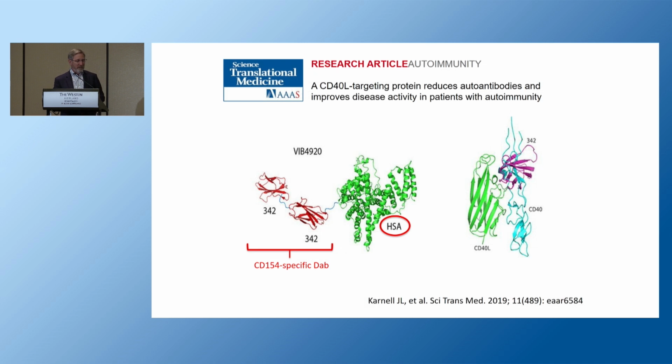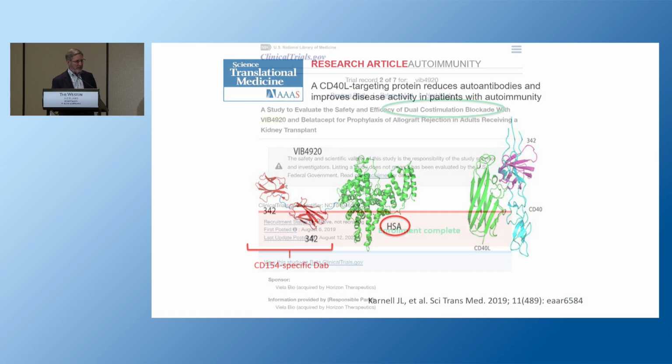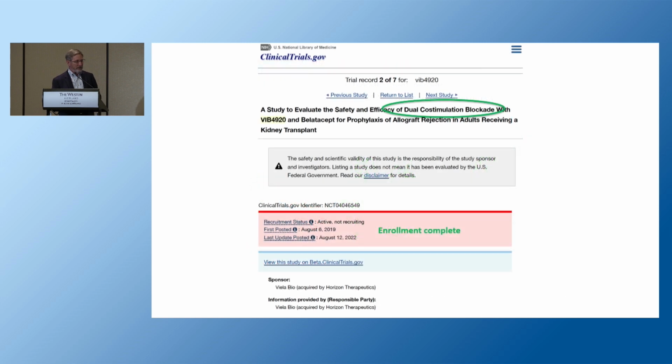Finally, there's a CD40 ligand molecule out there now that is attached to human serum albumin instead of being an antibody or a typical fusion protein. And there is a trial that really went back to the original approach of blocking CD40 ligand and blocking the B7 CD28 pathway with no other immunosuppressants. This trial has just finished enrollment. Hopefully the results will be presented at the ATC this year.